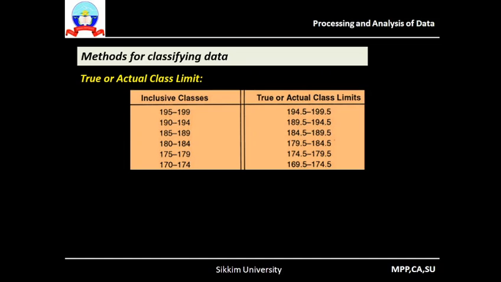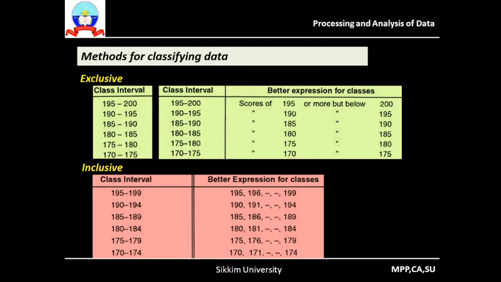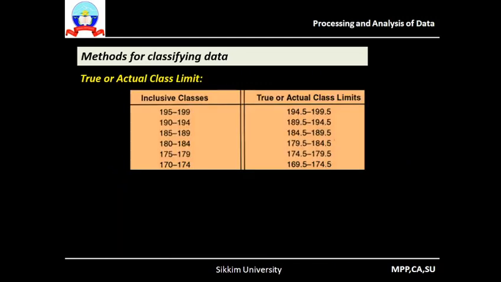Again, I'll repeat it. In case of true or actual class limits, if the class interval specifies 195 to 199, then we'll consider all the values from 194.5 to 199.5. So depending on your requirement, you can adhere to the exclusive method, the inclusive method, or true or actual class limits. This is how we intend to classify data.